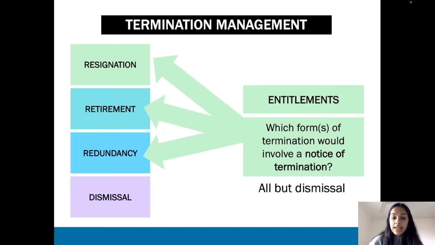So it would be all of them, but dismissal. So with resignation, retirement, redundancy, all of them are entitled to a notice of termination. So both for the employee, but also the employer. So if the employee is deciding to resign or retire, they would have to ensure that they're giving the notice of termination to their employer.